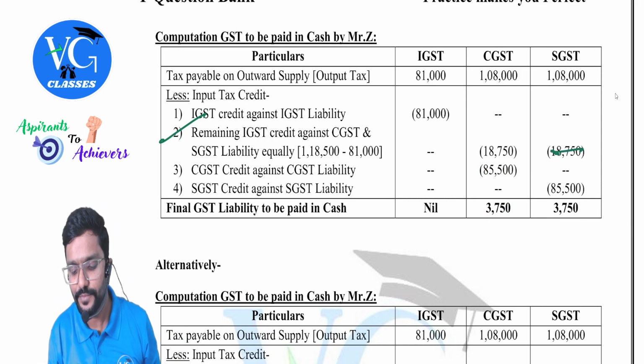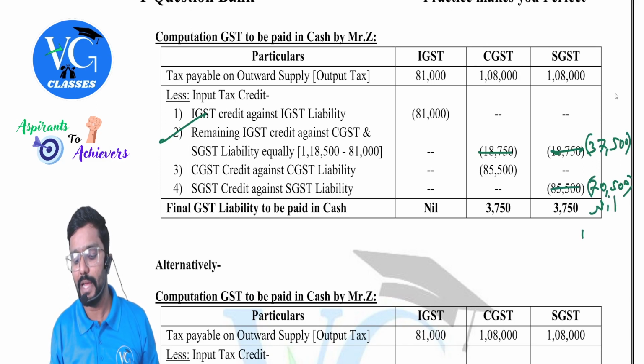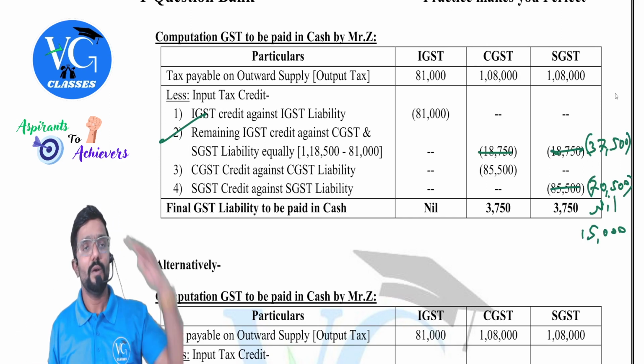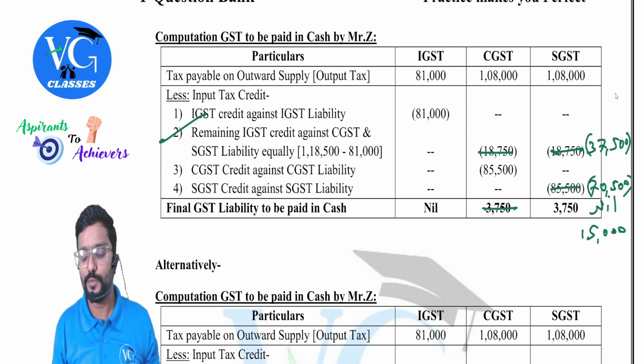Okay. 37,500. So how much would be left here? Only 70,500. So here nothing to pay, but we will have a credit of 15,000, which I will carry to the next month. Coming to CGST, 1,08,000 minus 85,500. I should end up paying how much, people? 22,500.